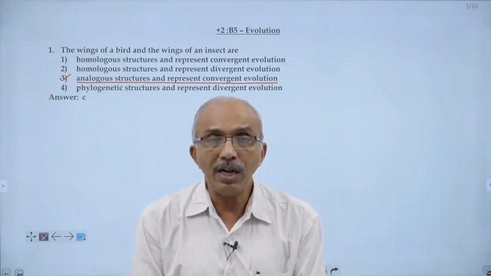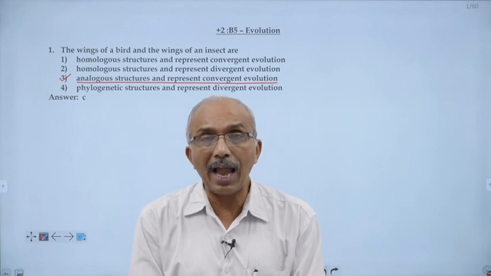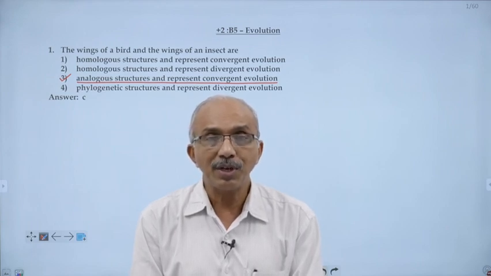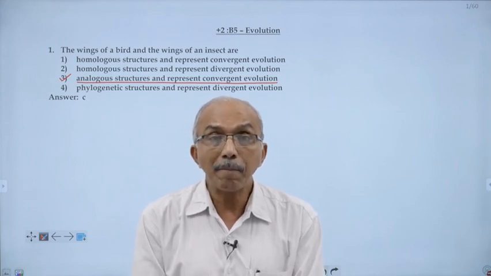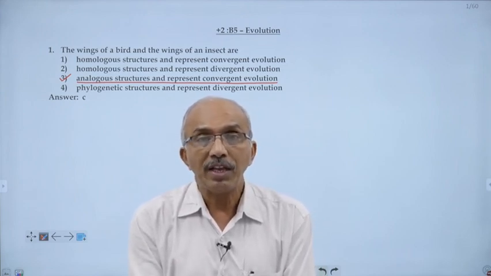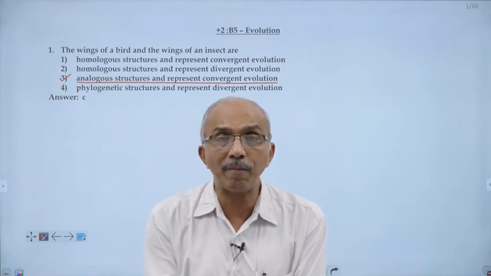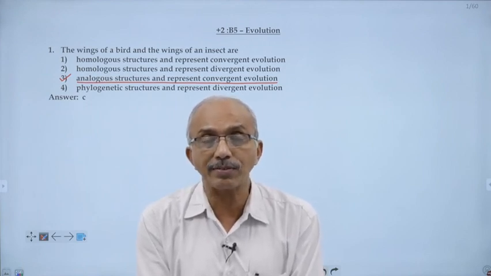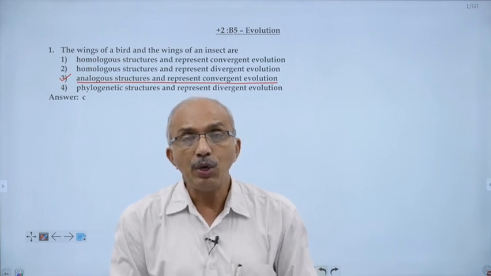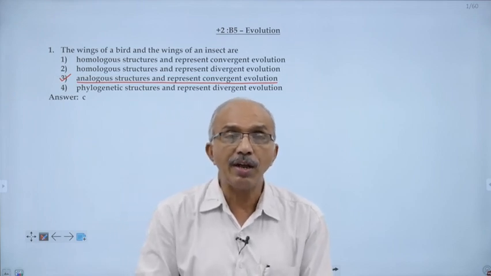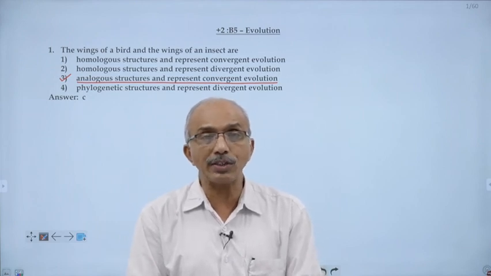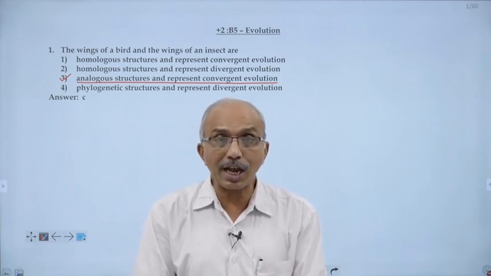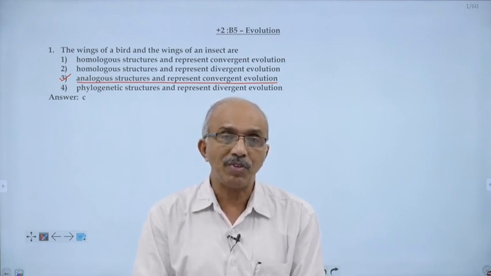For example, wings of a bird and wings of insects. Both of them are wings, but the wing of a bird is structurally different from the wing of an insect, but both are used for the same function, flying. So they are analogous organs. Different structure, but doing the same function.